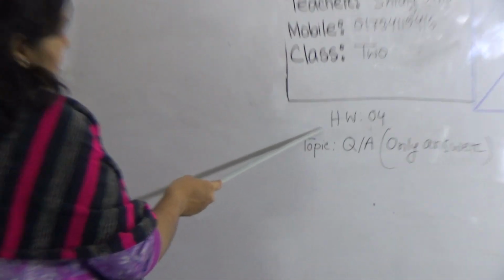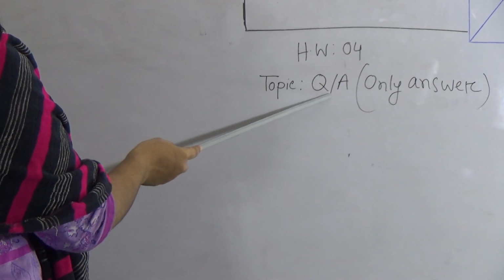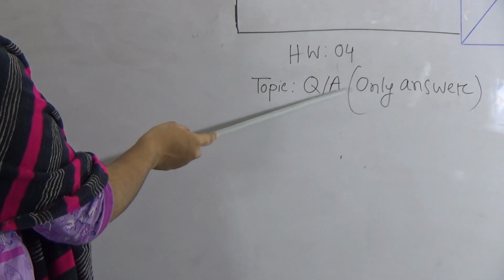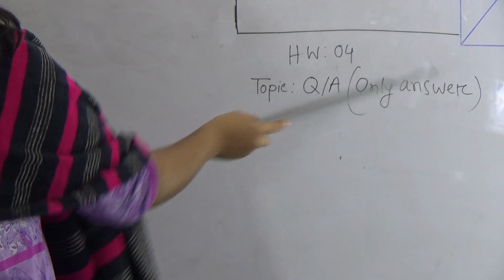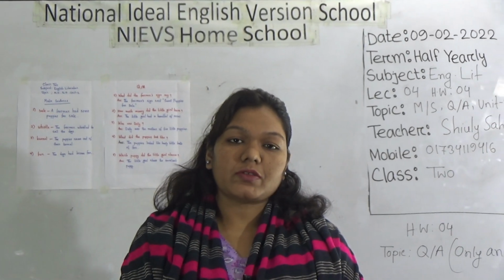Now students, have a look at this topic. This is homework number 4, topic question answer. When you write your homework in your copy, you have to write only the answers, no need to copy the questions. So students, I hope you have understood our today's topic.